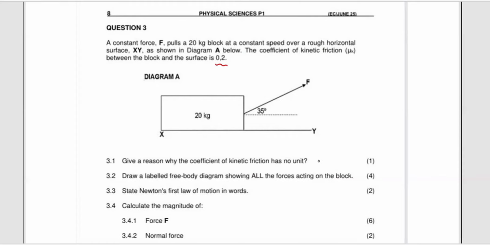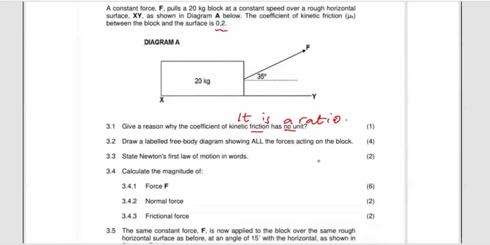3.1, can we give a reason why the coefficient of kinetic friction has no unit? Now, the reason why it doesn't have a unit is because it is a ratio. So it's a ratio of the forces between the surface and the object. That's why we have no unit. All the units will cancel out. Then 3.2, they want us to draw a free body diagram of the forces acting on the block.